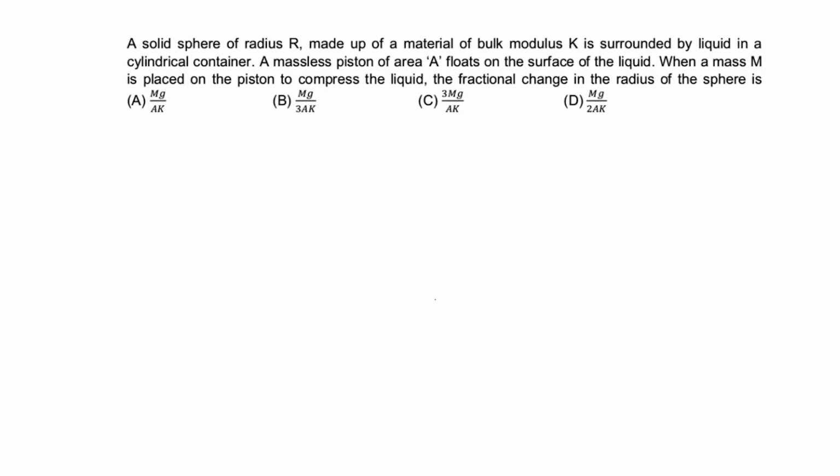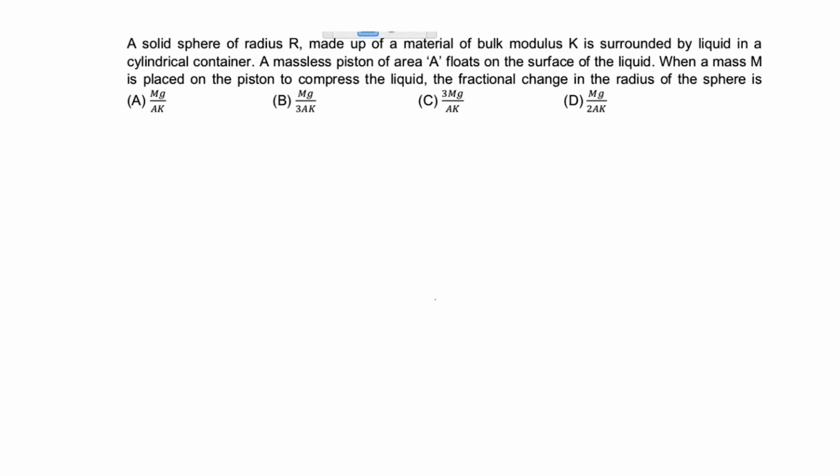The first question says a solid sphere of radius r made up of a material of bulk modulus k is surrounded by a liquid in a cylinder. A massless piston of area A floats when the mass capital M is placed on the piston. Then what is the fractional change in radius of the sphere? Fractional change means delta r divided by r.